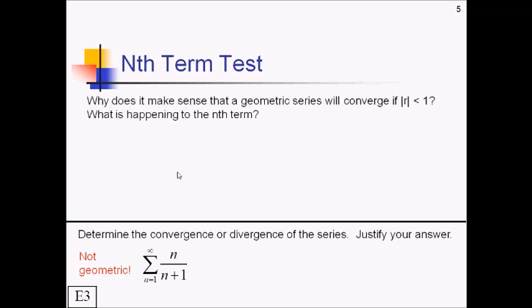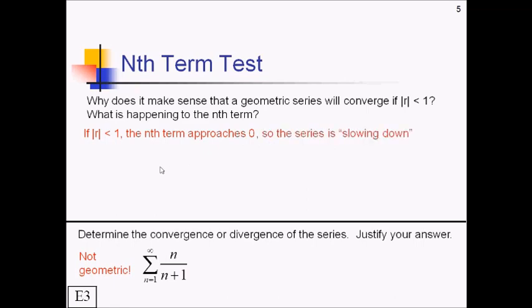Let's ask the question, why does it make sense that a geometric series will converge if the absolute value of r is less than 1? Specifically, what is happening to the nth term? Take a moment to think about this. So if your absolute value of r is less than 1, that means that the things you're adding are getting smaller and smaller and smaller. Specifically, the nth term is going to be approaching 0 if you go on long enough, which means that if you're adding things that are getting infinitely small, your series is essentially slowing down.